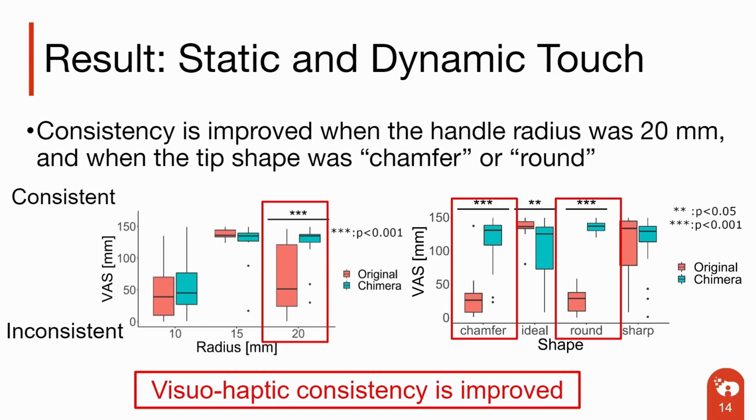When the tip shape was ideal, they felt less consistency with chimera objects. This is probably because Poisson surface reconstruction sometimes produces roughness on the surface. No statistically significant differences were found in other conditions. So, overall, these results show that chimera objects improve Visuo-Haptic consistency.